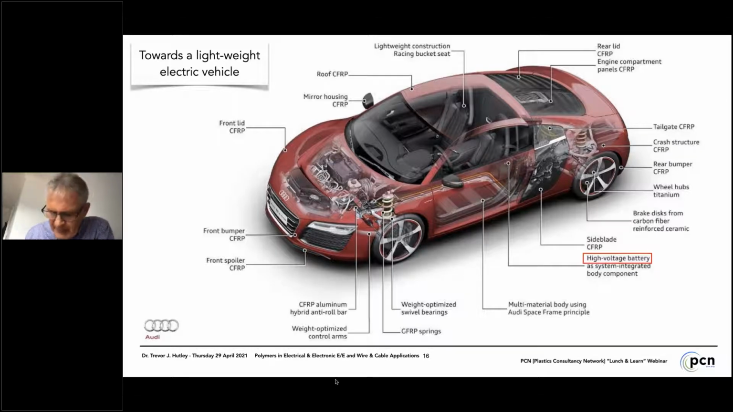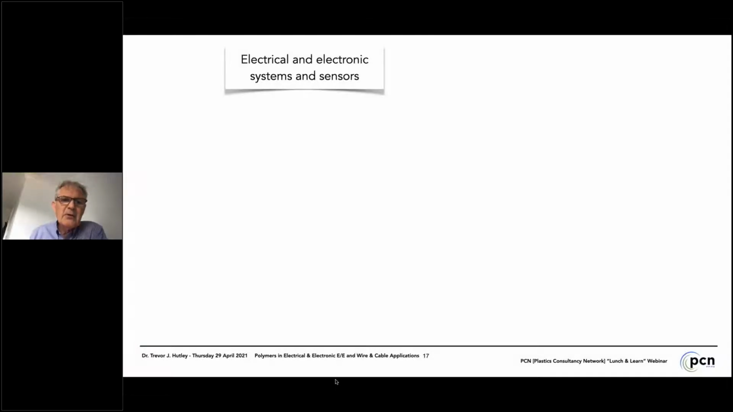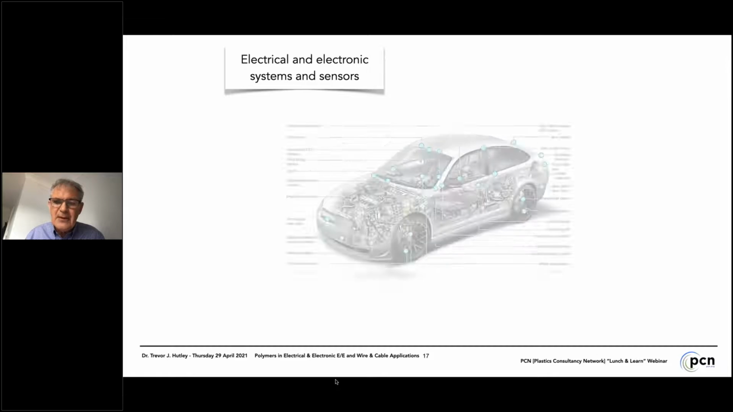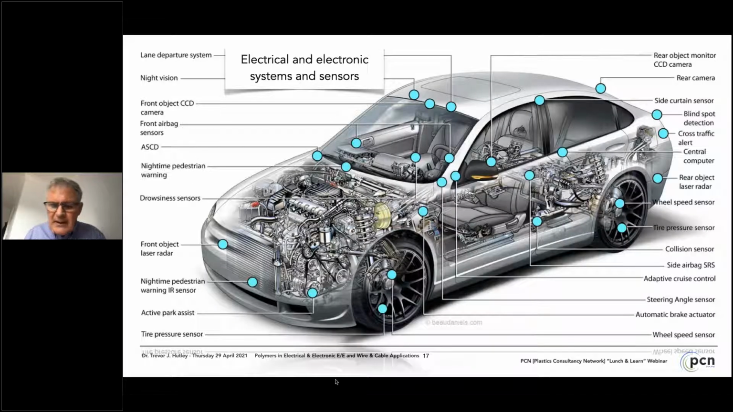But this is the focus here for the Audi, is to get the weight out of the vehicle. Now, if we look at another vehicle and look at it from the point of view of electrical and electronic systems and sensors, then we suddenly realize that the car is completely full of devices, systems, sensors and mechanisms for now and for the future that employ plastics and polymer materials in a variety of applications. I'll leave you to study this in more detail.